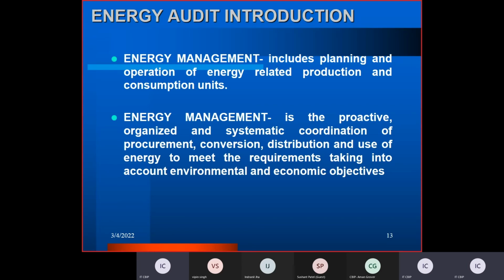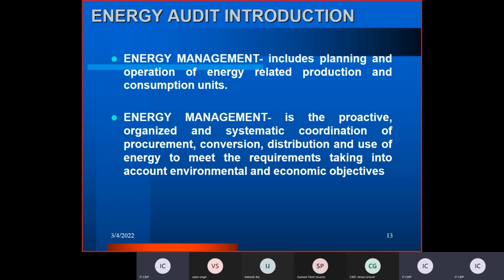Energy management is proactive. Why is it called proactive? Anyone? Proactive, organized and systematic coordination of procurement, conversion, distribution and use of energy to meet the requirements, taking into account environmental and economic objectives. Because in the short term, you are not able to see what my savings are. That's why it is called the proactive approach.